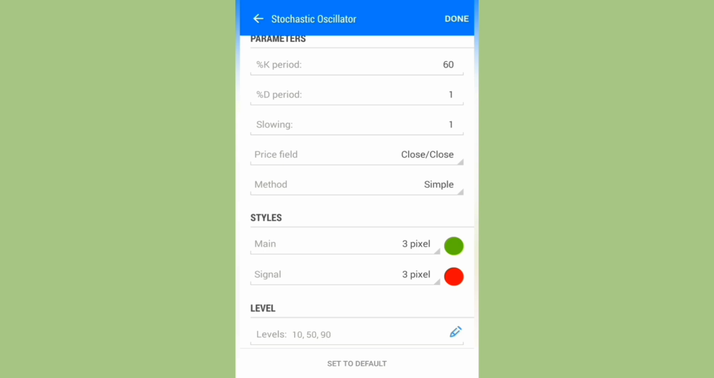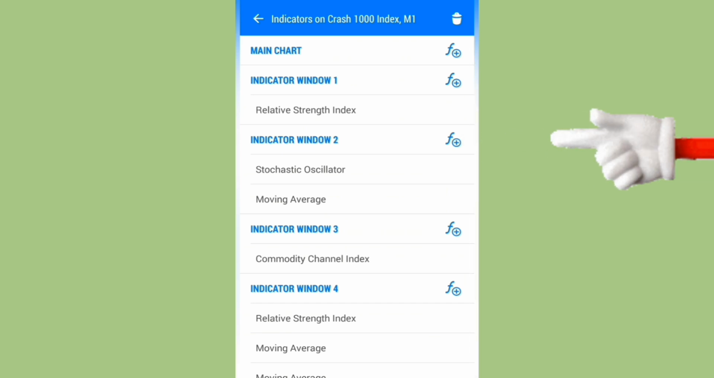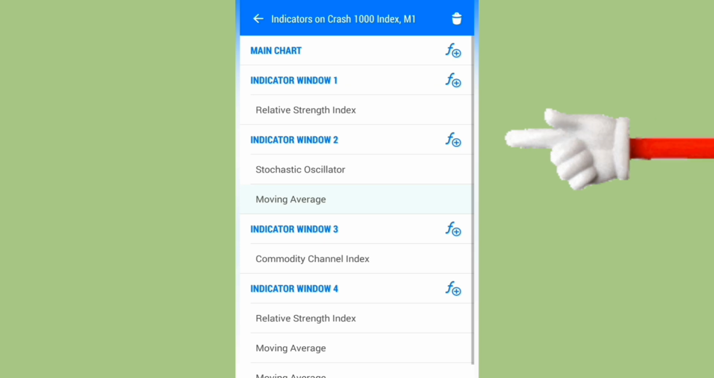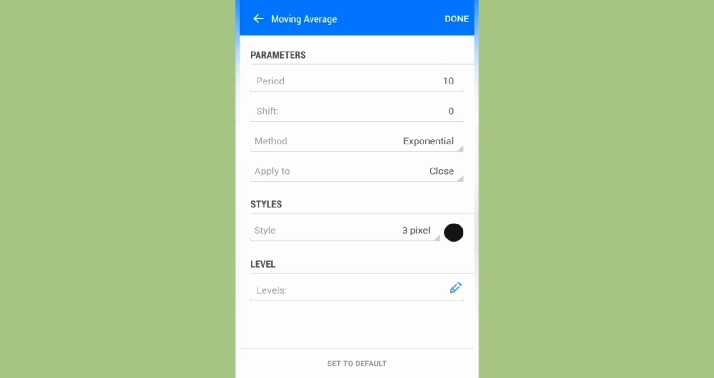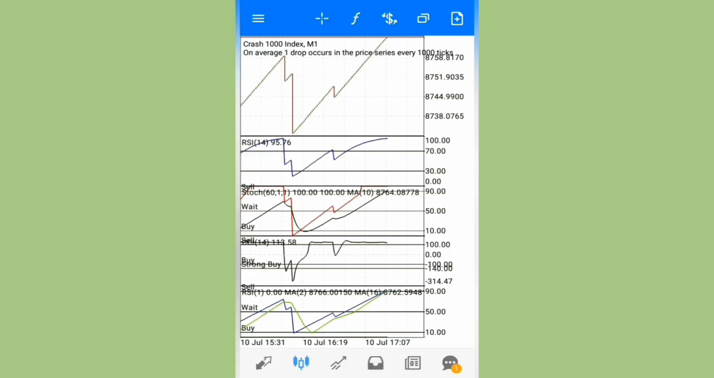To add the second indicator in window number 2, make sure you click the F+ button that is in indicator window number 2. So the moving average has the following parameters: period 10, shift 0, method exponential, apply to close, style 3 pixel, and the color is black. Here no levels are needed, having applied the settings already, click done.